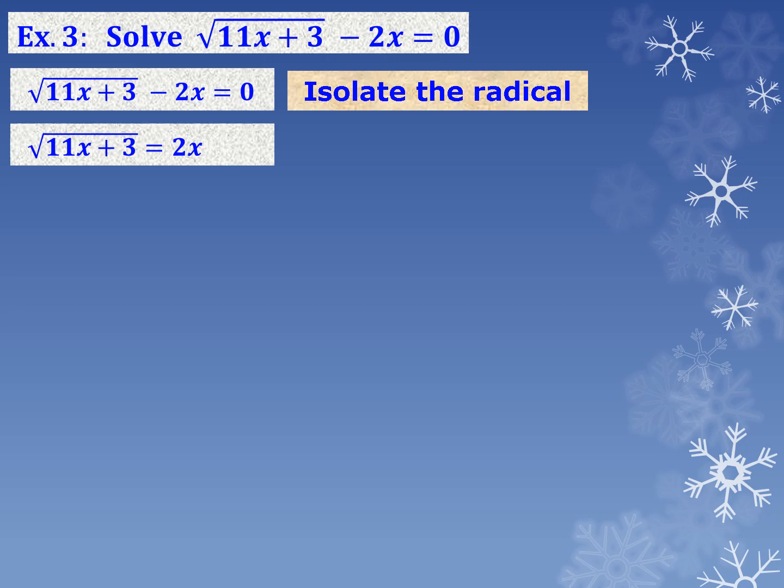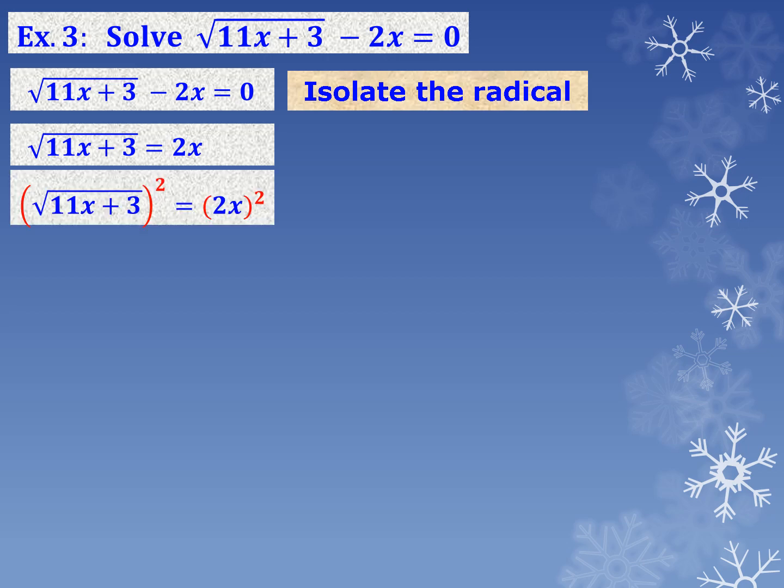Now at this point, since I've got the square root by itself, I want to go ahead and square both sides to undo that radical. Well, on the left, when I square the square root of 11x plus 3, I'm left with 11x plus 3. On the right, when I square 2x, that gives me 4x squared. Now you'll notice that this has now become a quadratic. This is not a linear equation we have to solve. This is a quadratic equation we need to solve.